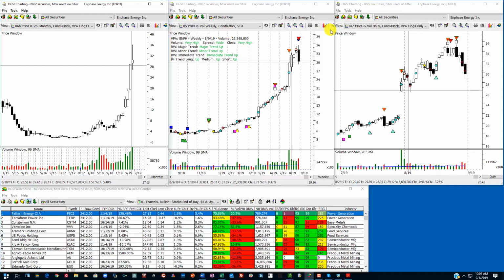I want to point out that there are several warnings on the weekly chart here as ENPH gets extended. There's profit taking here with the circle. That means transfer of ownership. And then this last week, there is an upthrust bar after an up move, which is a sure sign of weakness.